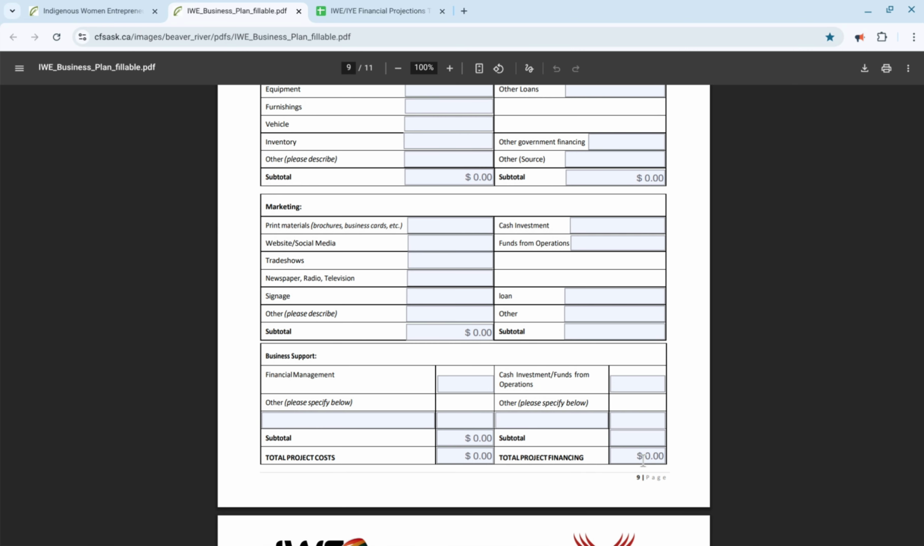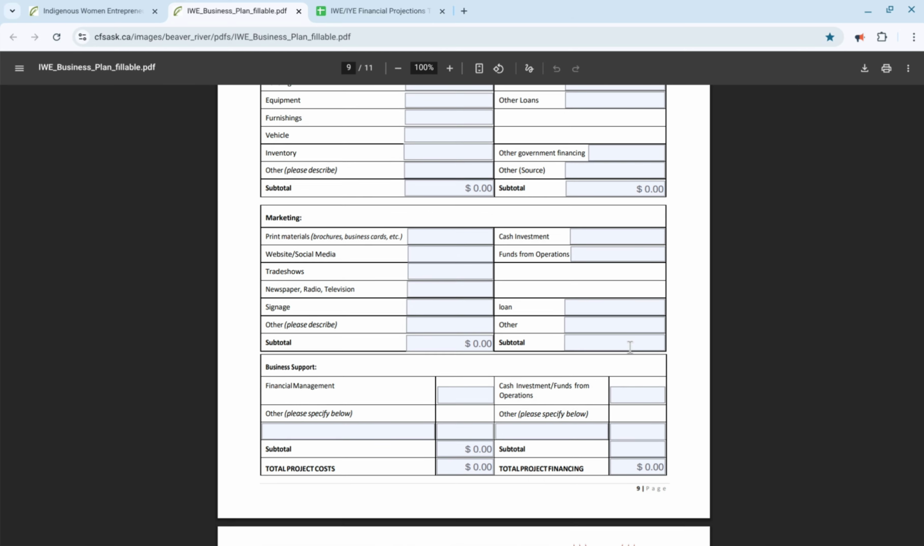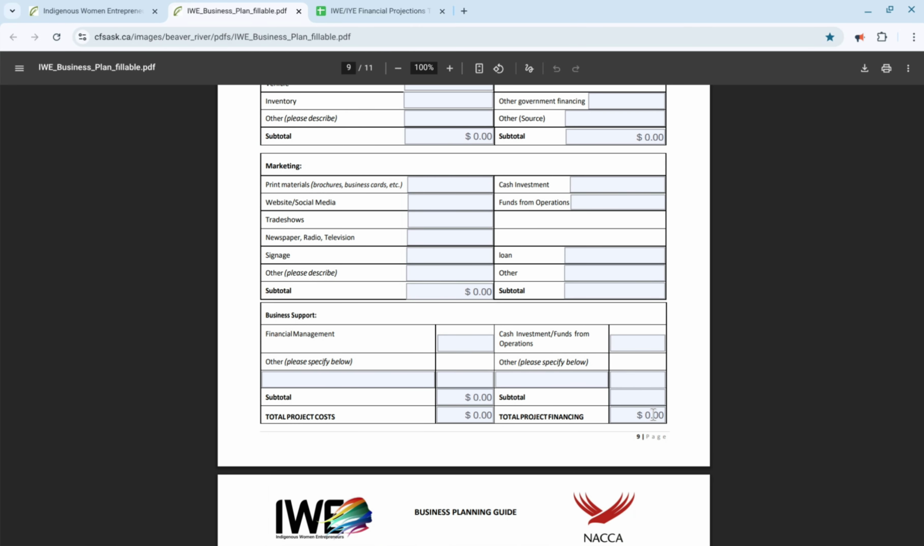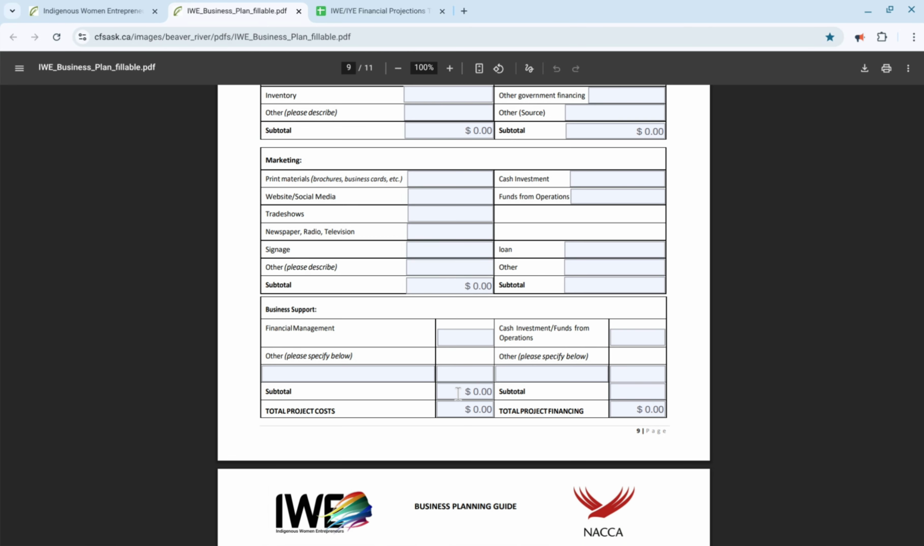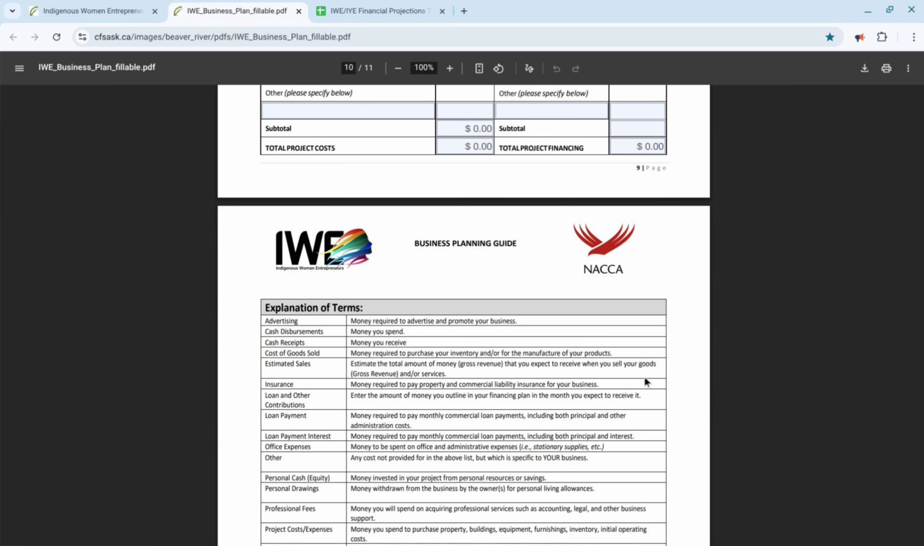And then to the left here, total project financing. Again, where is that coming from? You just add up the 3 subtotals here from the 3 sections. And what you should see here at the bottom is total project cost should equal total project financing. So again, if that's $50,000 in expected costs, you should be able to explain where that $50,000 is being sourced from. Now scrolling down here to page 10 is just an explanation of terms.